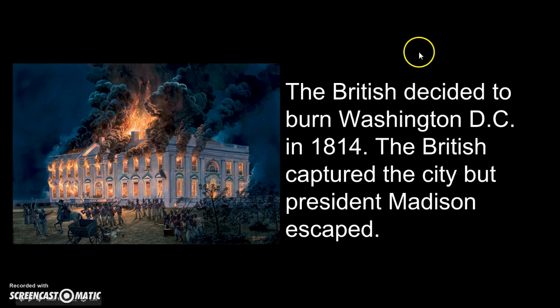The British decided to burn Washington, D.C. in 1814. They attacked the capital, which is Washington, D.C., and they set it on fire, like you see in this picture. The men in the picture are British soldiers. President Madison was not in Washington, D.C. He escaped and went somewhere else.